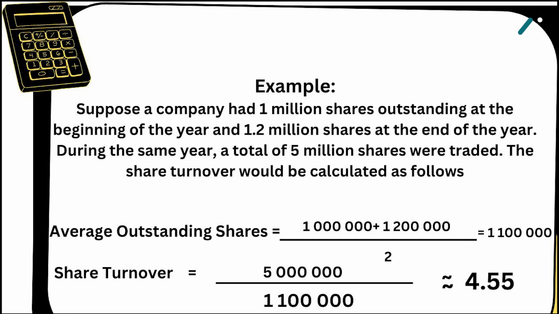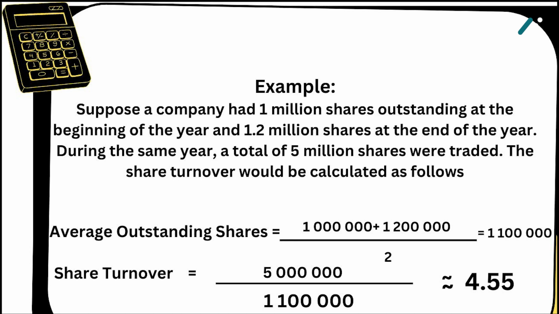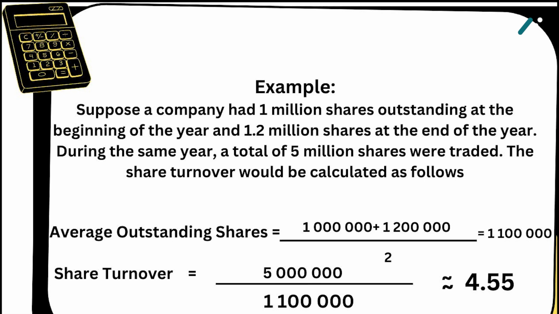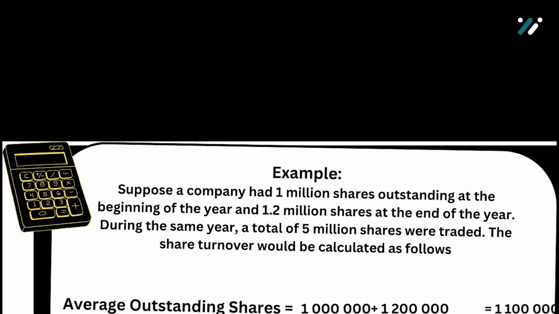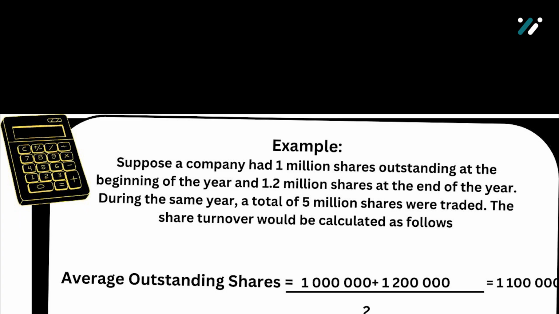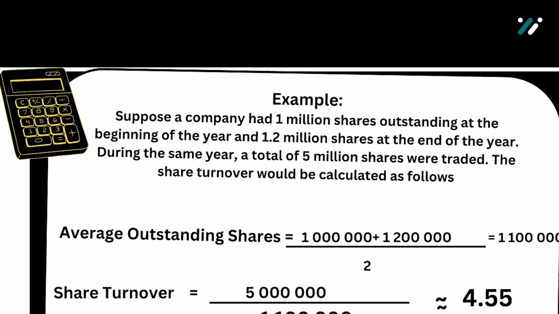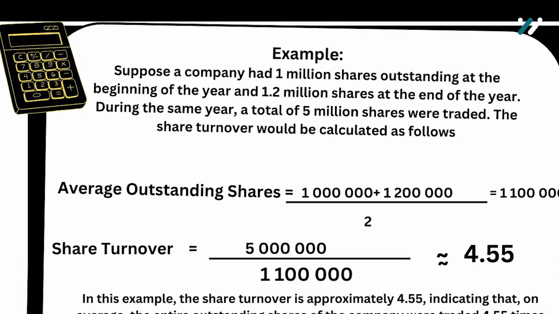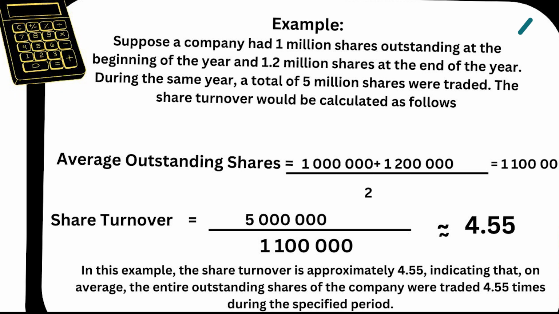(1,000,000 + 1,200,000) / 2 = 1,100,000. Share turnover = 5,000,000 / 1,100,000 = 4.55. In this example, the share turnover is approximately 4.55, indicating that on average, the entire outstanding shares of the company were traded 4.55 times during the specified period.